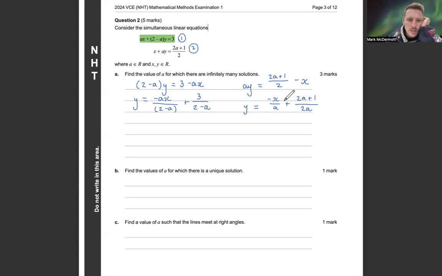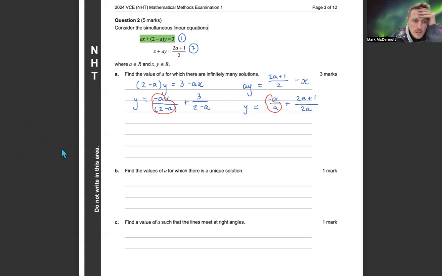Okay, now we know the following. To have infinitely many solutions, we know that the following must be true. We know that the gradients must be the same. So negative a on 2 minus a must equal negative 1 on a. So let's write that out.